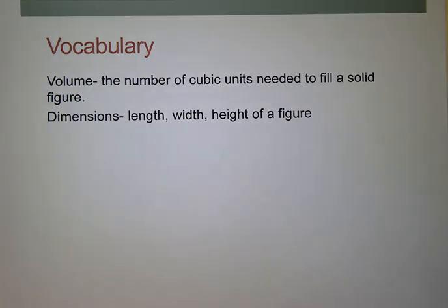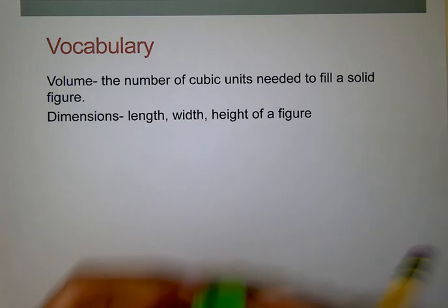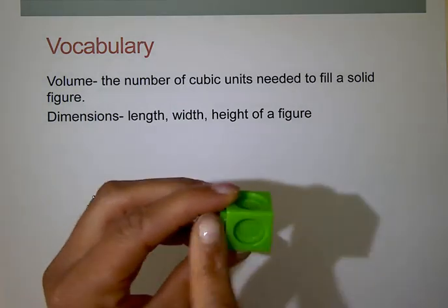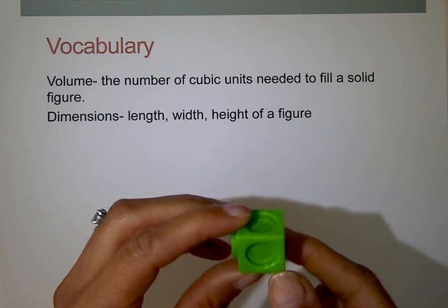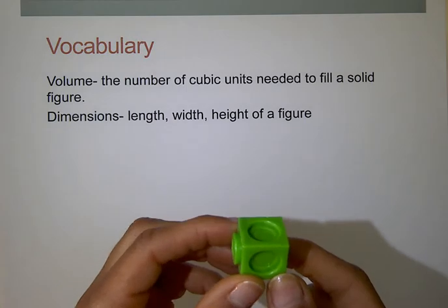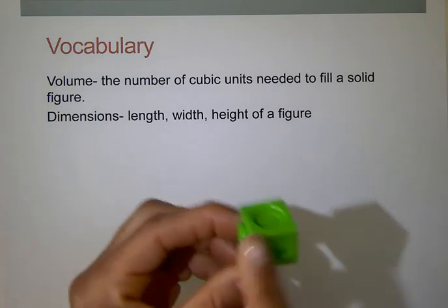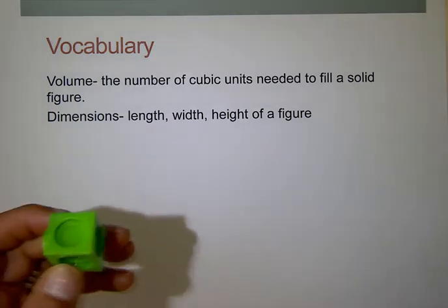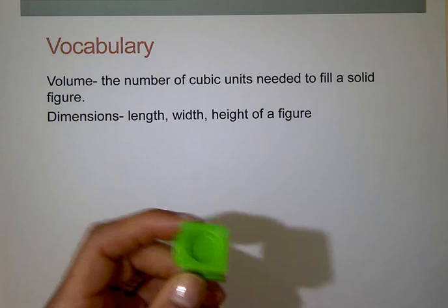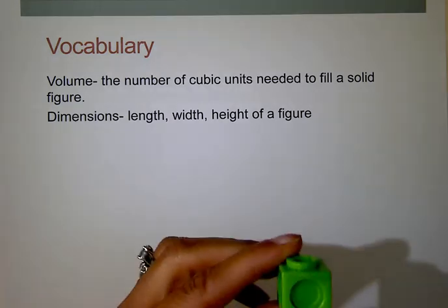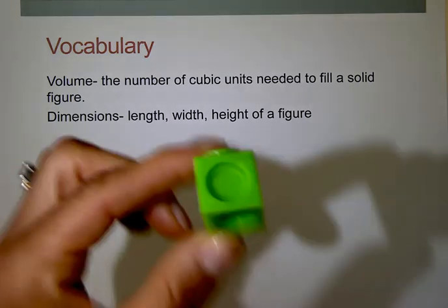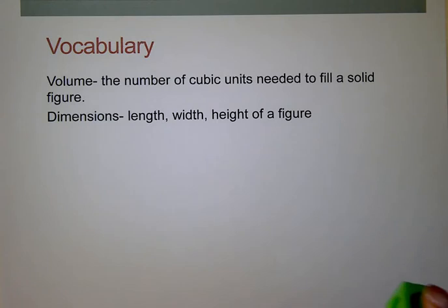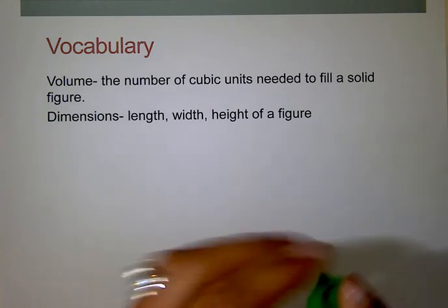When we talk about cubic units, we are measuring the number of cubes that can fit inside the figure. Sometimes they are small, and sometimes the cubes are as big as a foot. Sometimes they're as small as the centimeter. So when we talk about cubic units, we're putting little cubes inside of the figure.